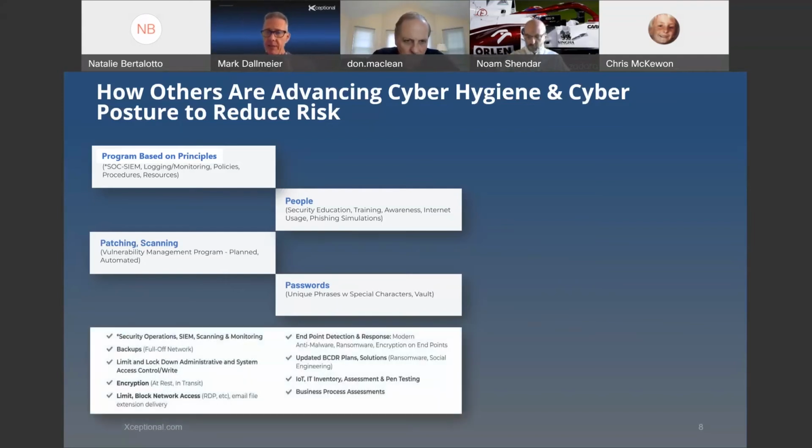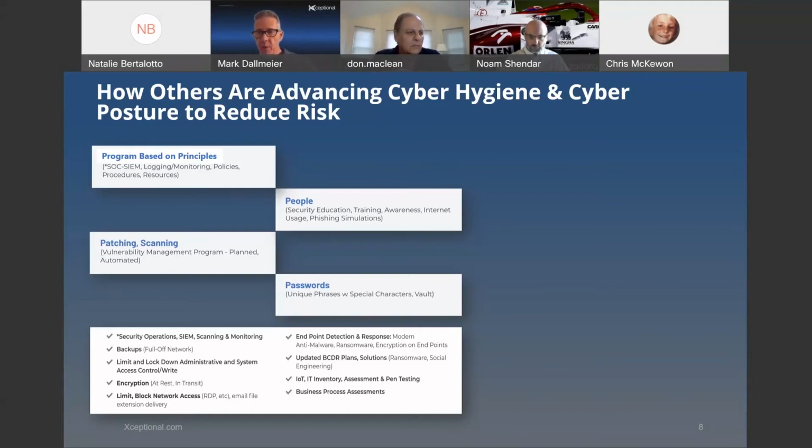And then lastly, a lot of organizations, and this is a checklist that we've been putting together for the last couple of years, these are some of the typical things that organizations do to defend and protect themselves against ransomware, again, as they're moving towards a zero trust model. We talked about the security operations center, the SIEM, scanning, logging, monitoring.